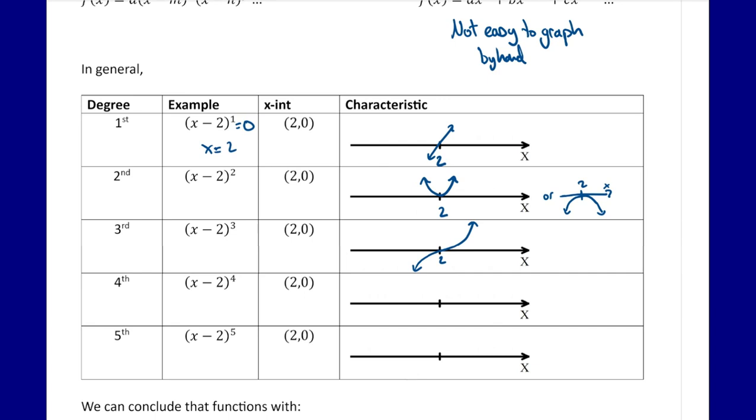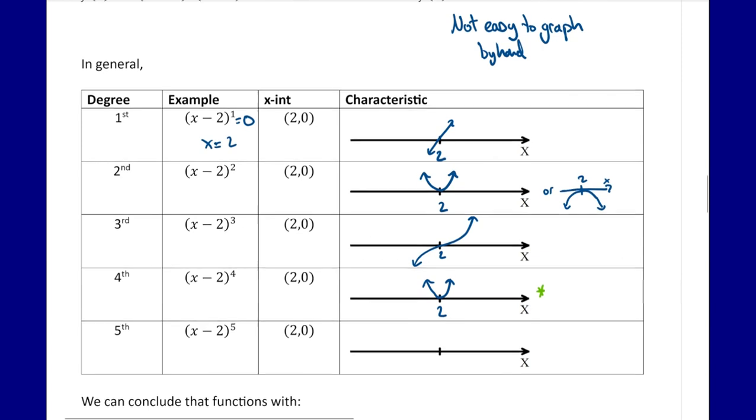If we look at the quartic, or the fourth degree, degree 4, we said in our summary, it crosses like a quadratic. We've seen that before. We've seen that actually up here in degree 2. So we've seen this one before. This is a repeat. And if I look at the next one, what do we think x to the power of 5 would be?